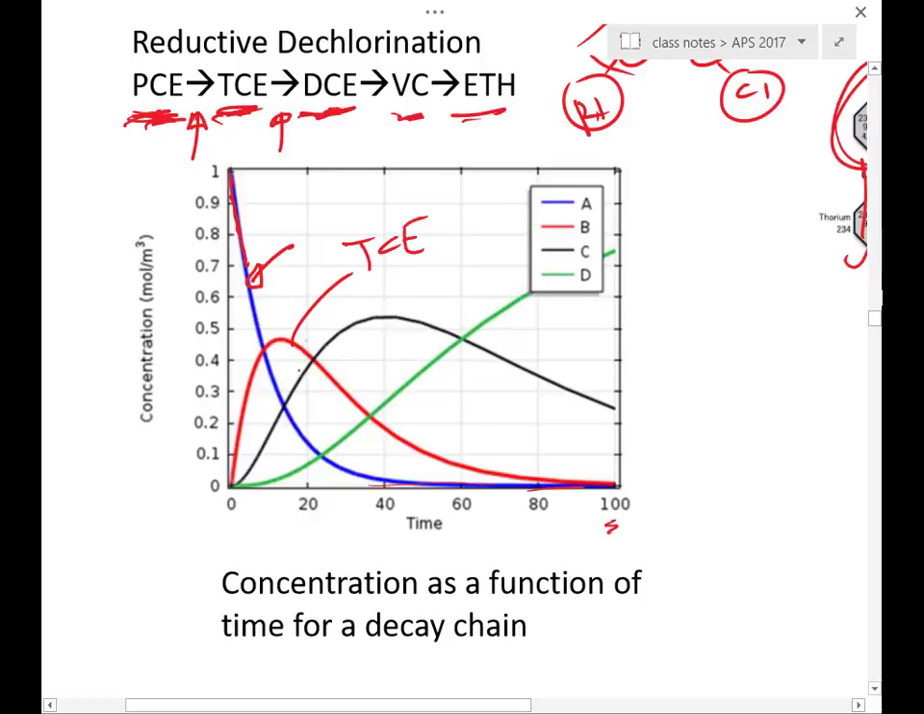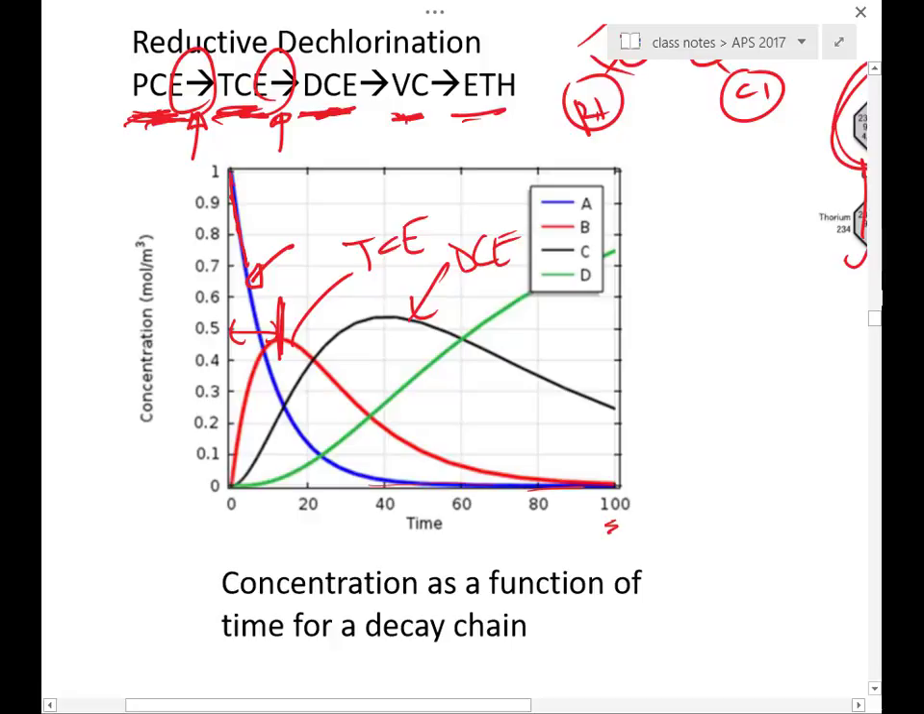Okay, so you can see what happens is initially this is the most important one. It's producing TCE, but then here it's degrading it, and the concentration is dropping off. And so you reach a peak right here at some time after the whole thing has started. And that time depends on these relative reaction rates. And of course, as TCE is degrading, DCE, the next one in the chain, is being produced, and it also degrades. And so there's DCE. And it's degrading and producing VC.